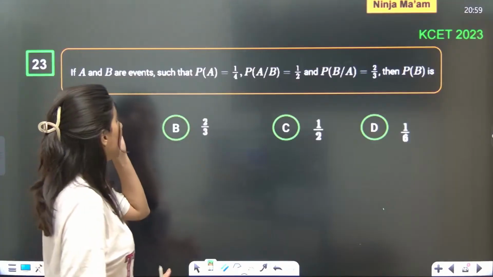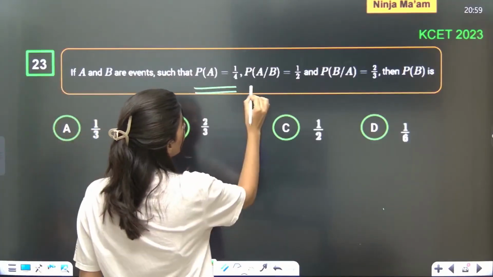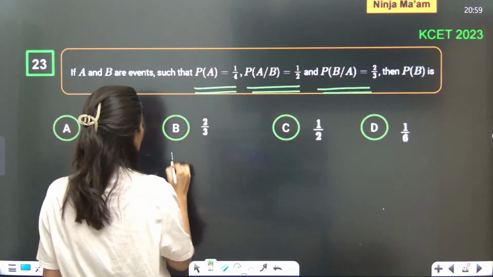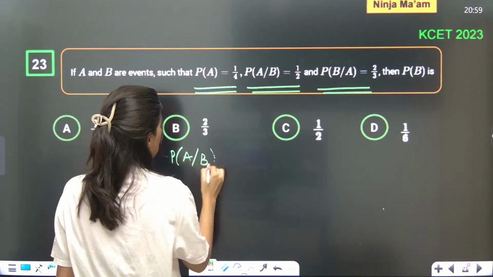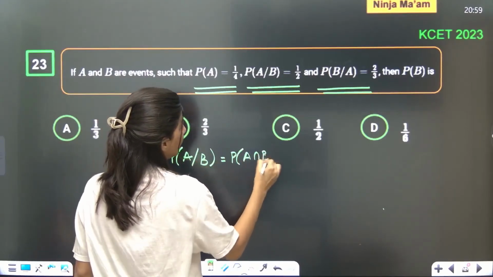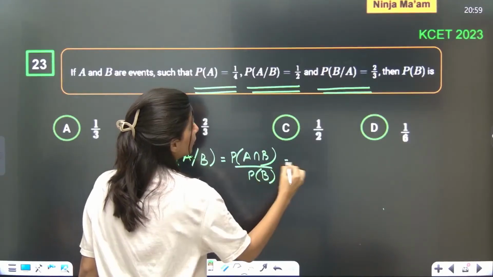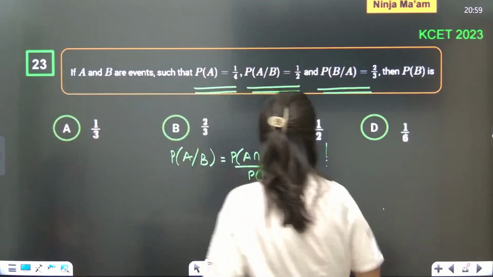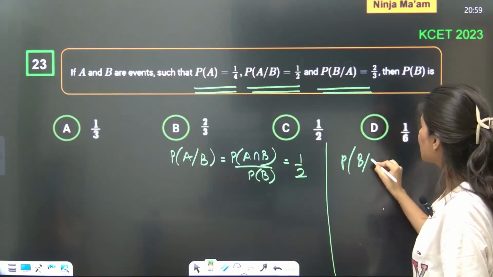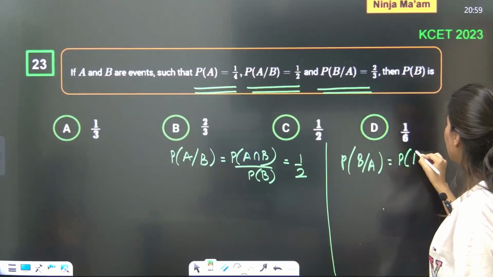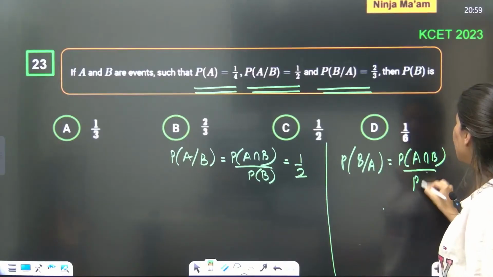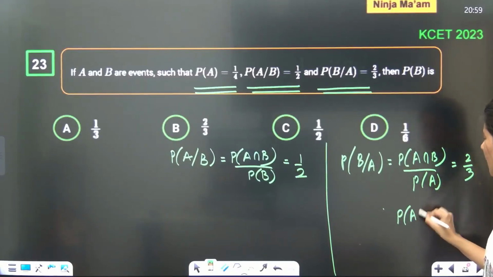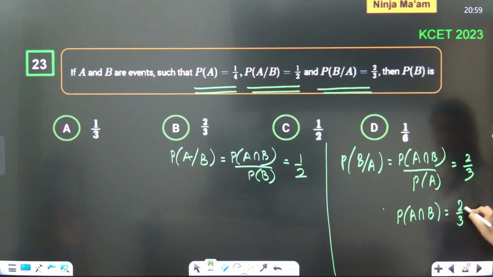A and B are events such that probability of A is 1 by 4, probability of A slash B is half, probability of B slash A is 2 by 3. You know the formula? Probability of A slash B is probability of A intersection B upon probability of B, which, as per the question, is given as half. Probability of B is unknown to us. Now, the second thing, probability of B slash A is probability of A intersection B upon probability of A, which is 2 by 3. Probability of A is 1 by 4. So from here, probability of A intersection B is 2 by 3 into 1 by 4.